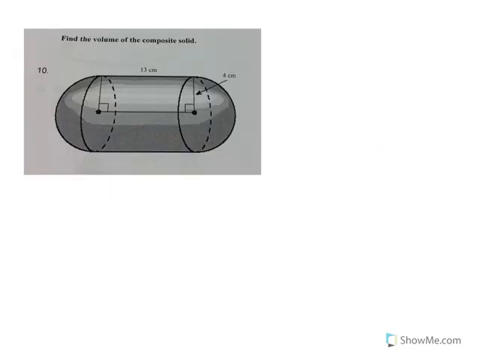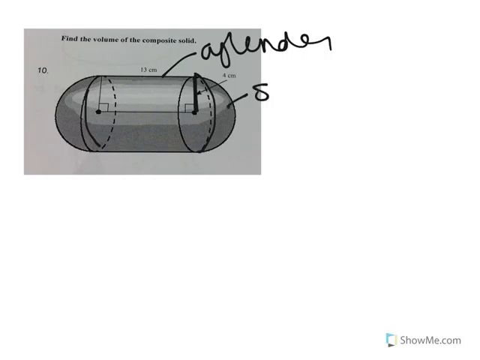Last problem, number 10. You will actually be seeing this on your final as well, so make sure you really pay attention. Okay. Number 10, we need to find the volume of the composite solid. Well, first things first, I see that I have a cylinder. Okay. And I also see that I have 2 hemispheres that have the same radius. So what that means is when I put those together, I end up getting one whole sphere.